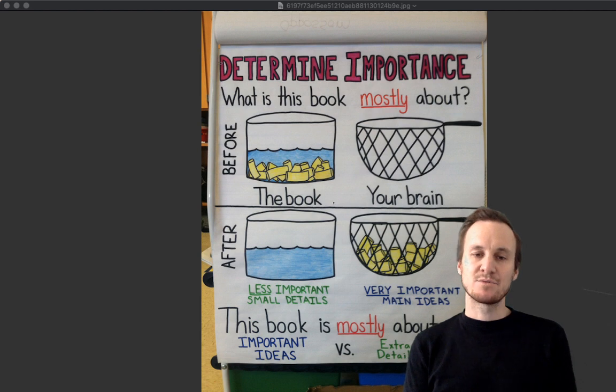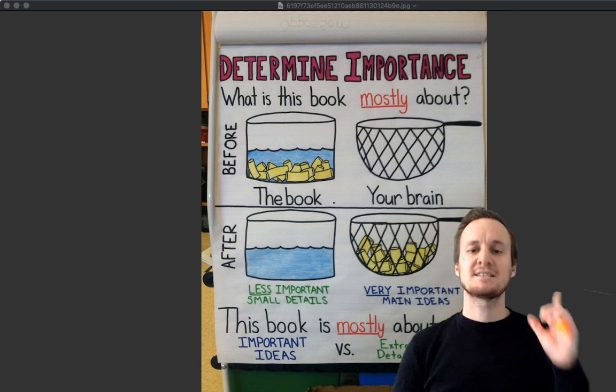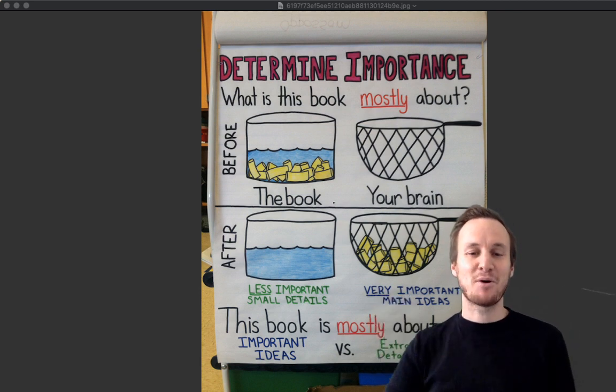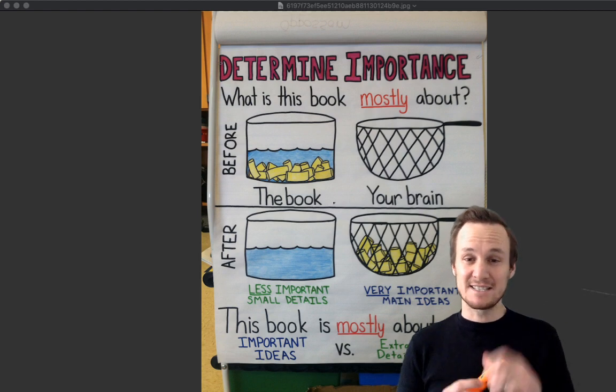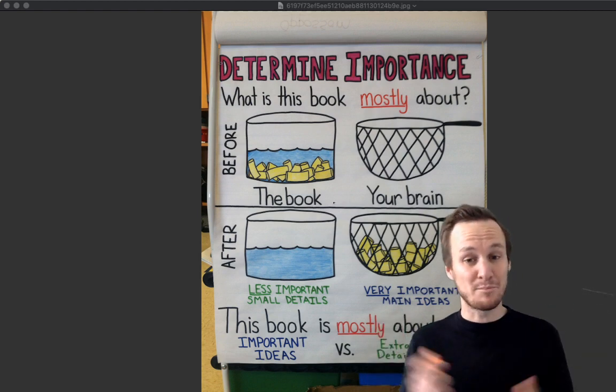Okay, and welcome back to another one of our reading videos about determining importance. Last time we talked about how you identify the important bits of information within a text. I saw this poster the other day, and a lot of people I've seen have used this pasta analogy to understand the important parts of a text.